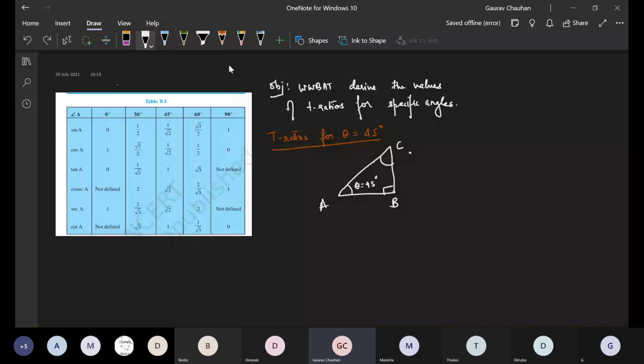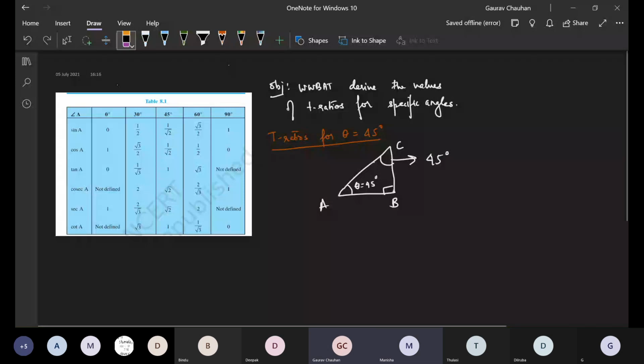Angle A, that is theta, is 45 degrees. Angle C will also be 45. Good with that? Yes. We had a rough discussion on this yesterday.